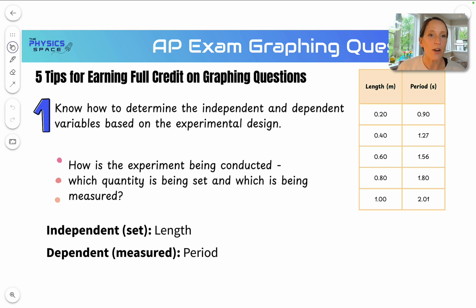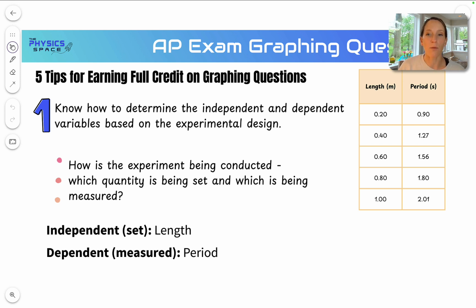So to start here, the first thing that we want to do is make sure we understand which quantity is the independent variable and which is the dependent variable. And that is going to be based on the experimental design. So if you have an experiment where we are setting certain specific lengths, that is going to be our independent variable. The one that you set is the independent, and the one that is then being measured based off of the one that you set is the dependent variable. So in this case, the period is the dependent variable and the length is the independent variable.